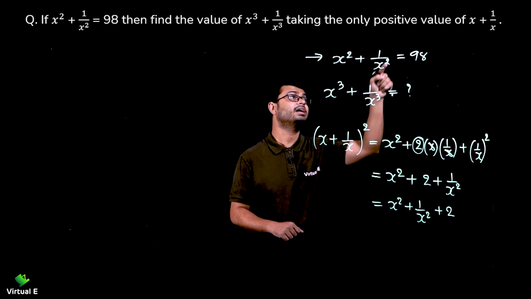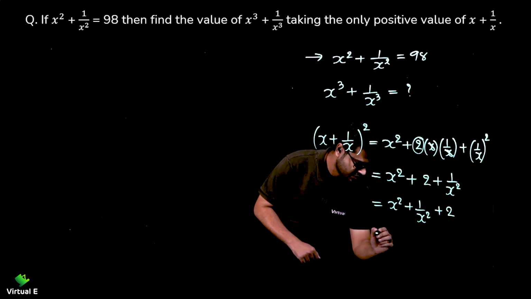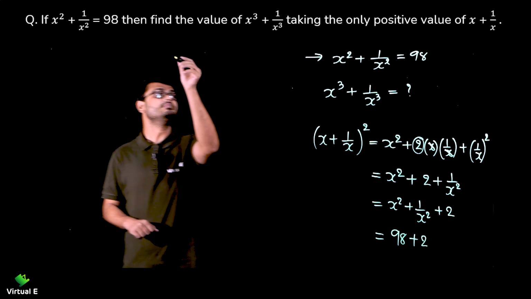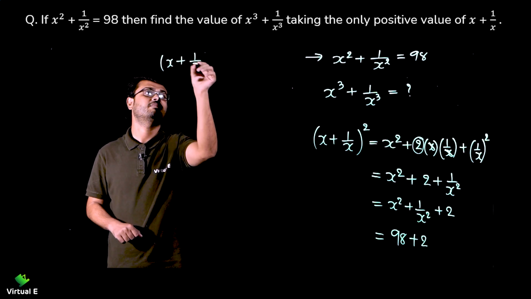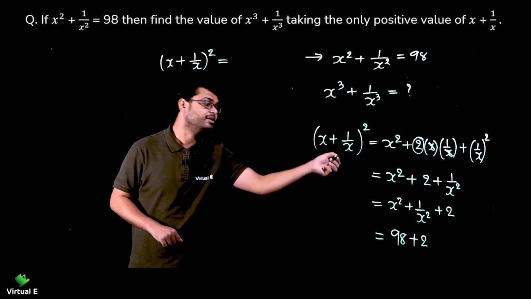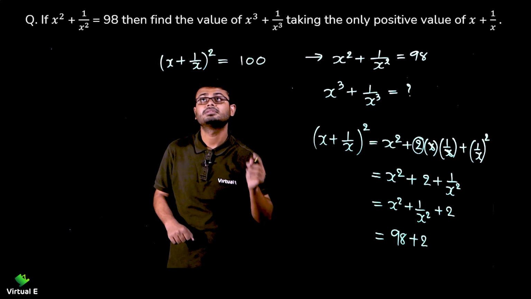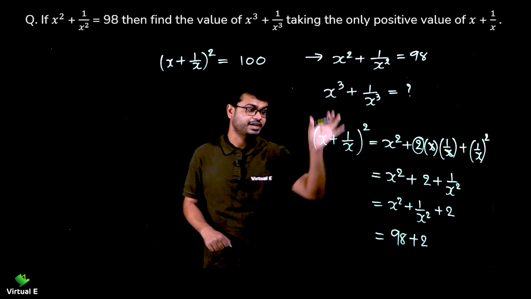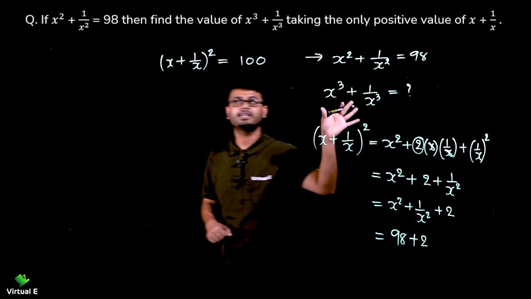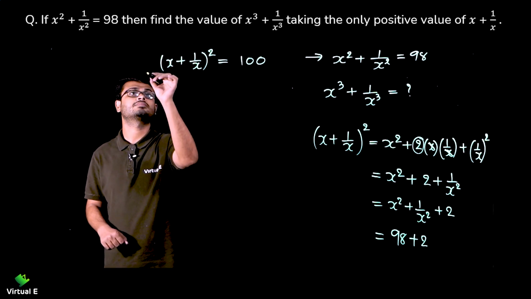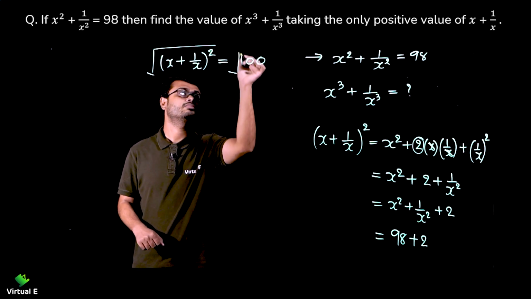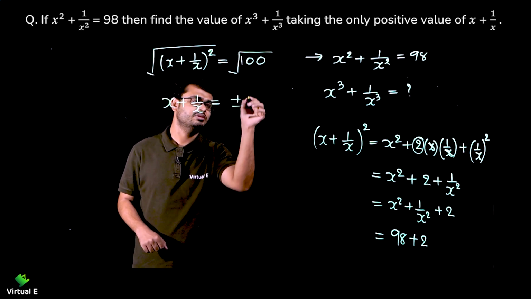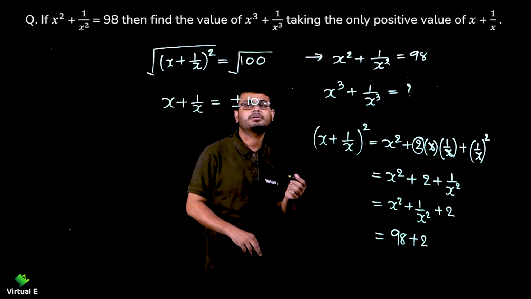And the reason behind that, we have the value of 98 over here. So we can write 98 plus 2, and that is the value of what? Let's write x plus 1 upon x whole square is equal to 98 plus 2, that is 100. Done. Now as we want the value of x plus 1 upon x, then only we can do the cube. If we have this value, then we can do cube and we can get some value of this one. So I will be taking square root. Let's take square root on both of the sides. So here it will be x plus 1 upon x, and here it is plus or minus 10. Either it can be plus 10 or minus 10.